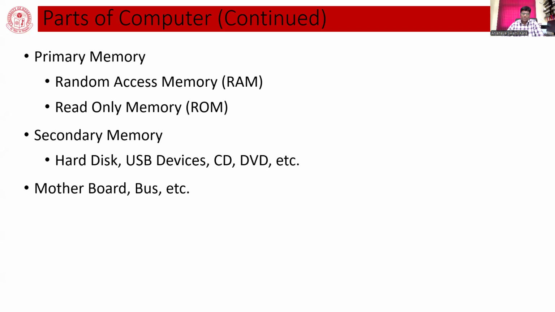And we have motherboard. Motherboard is basically a board where all these devices are placed. For example, central processing unit, CPU, primary memory, secondary memory, hard disk. These are all placed in the motherboard. And then you have a bus which connects. Bus is basically a cabling mechanism which connects these different devices.